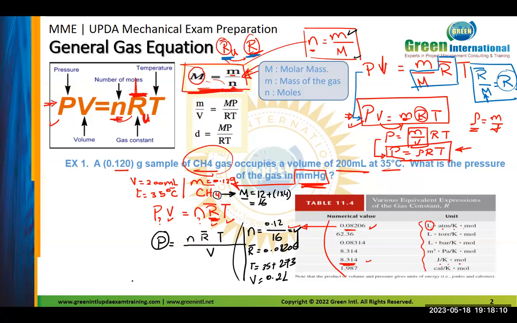What is the unit of pressure you obtain? What is the unit of R bar here? Liter, atmosphere, Kelvin, mole. So you obtain it in atmospheres. So the answer for P is in atmospheres. Is this what you need? No. So once you obtain it in atmospheres, just change units. We know one atmosphere equals 760 millimeter mercury. So check the answer you obtain here in atmospheres, and you can convert it easily.